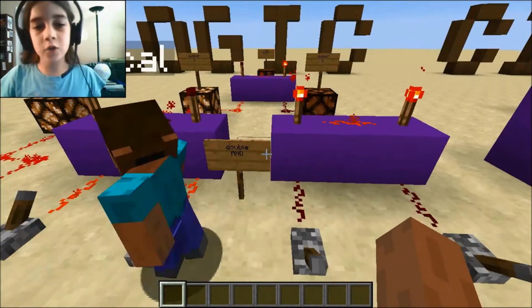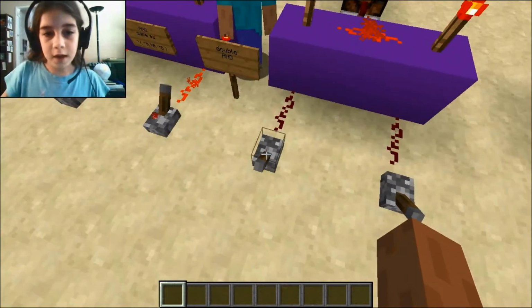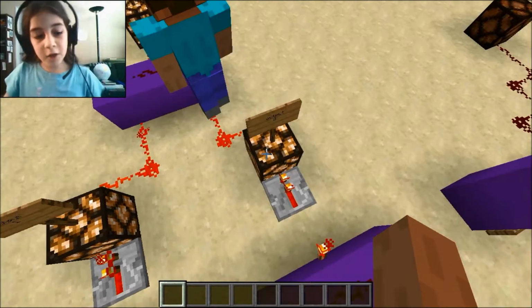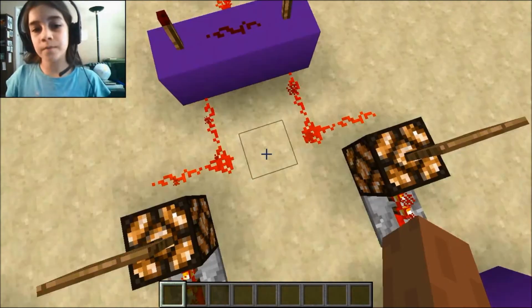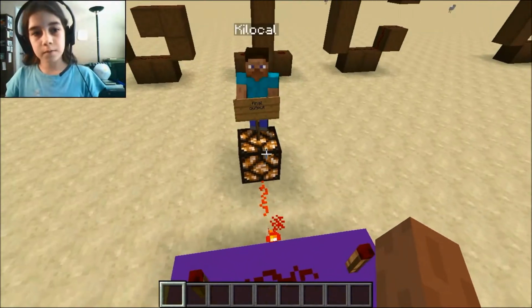And here I actually made a double AND. So we got another AND here. We can turn that on to get that. And you don't actually need the repeaters for an AND. We just use the repeaters to hard power it to go through this one and get another AND to the final output.